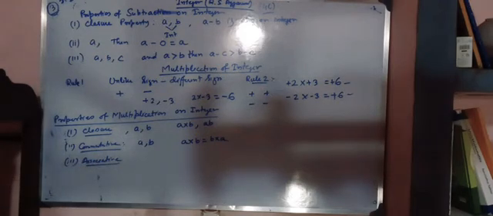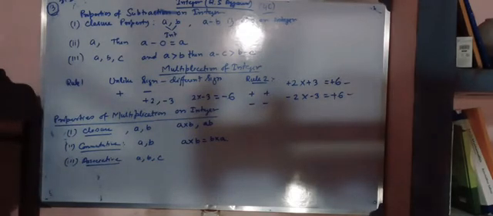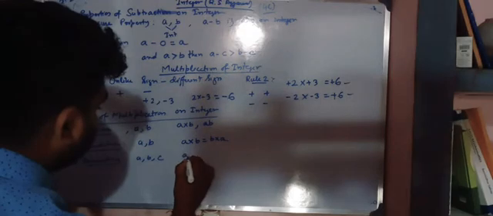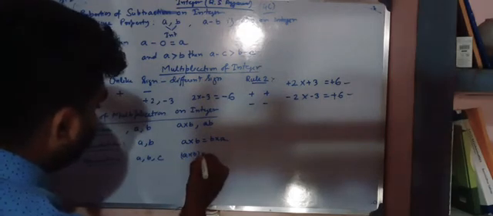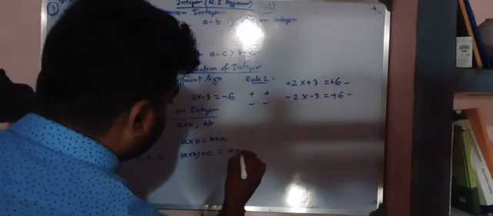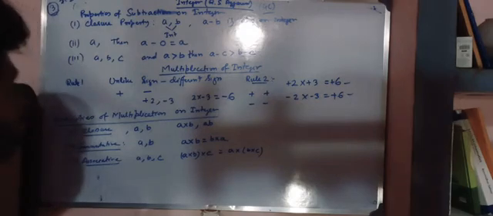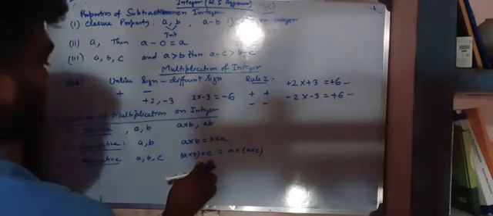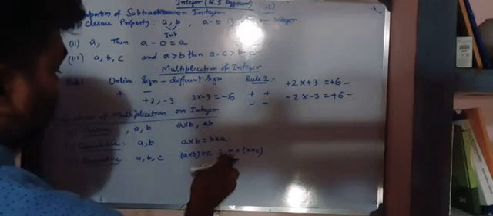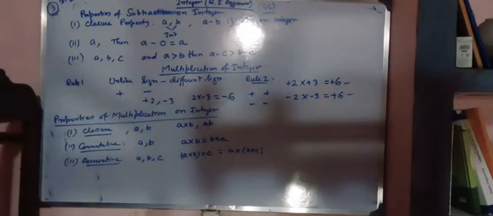Associative property. If we take three integers a, b, c, then first we take a into b and multiply c with it, that value should be equal to a into b into c. This always happens. First we multiply a and b, then multiply c with that value, and it should be equal to a into b into c. First we multiply b into c, then multiply a with that. So this is called the associative law of multiplication.